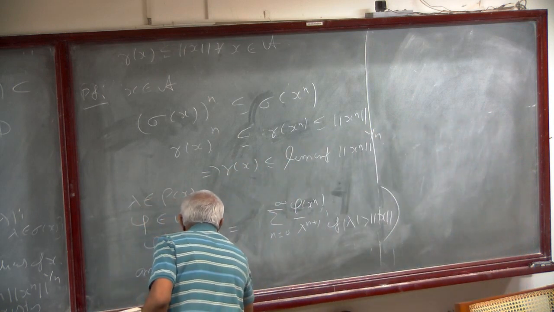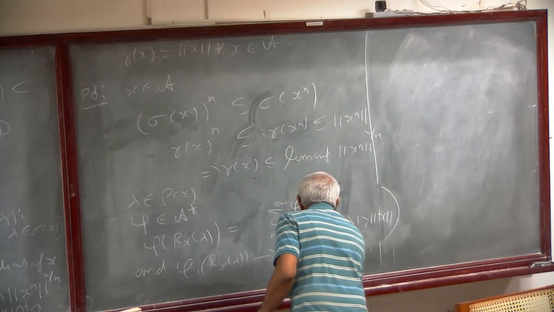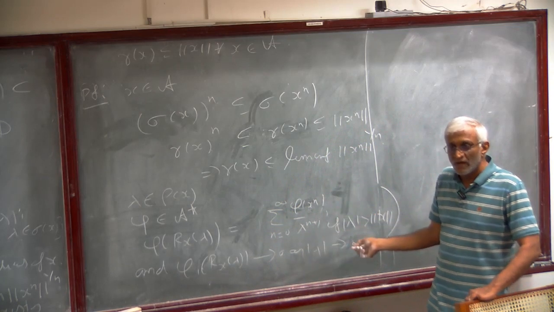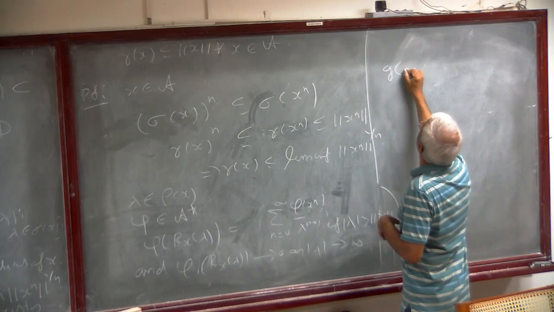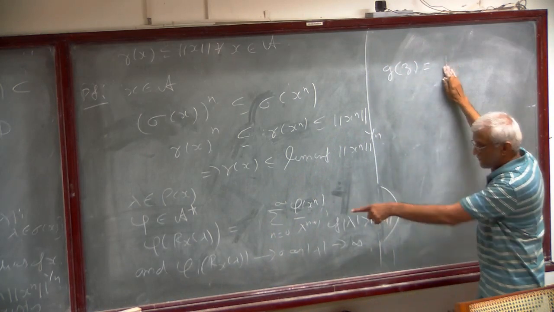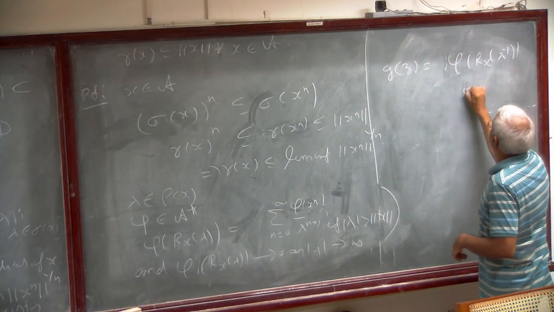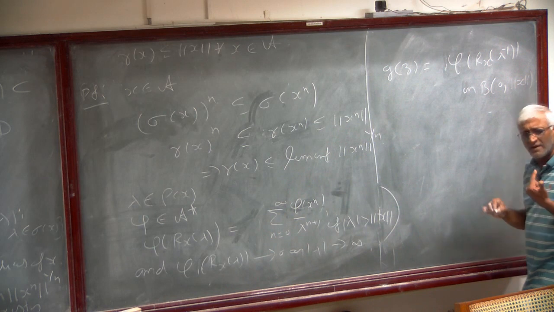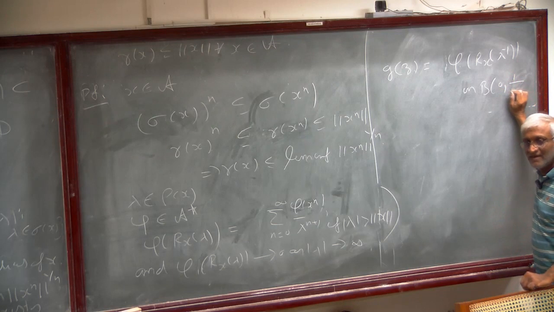We know that phi of R x lambda goes to 0 as mod lambda goes to infinity. At infinity it is 0. So you can define an analytic function, for example g of z equal to phi of R x at 1 by z, in the ball B of 0, 1 by norm x. Is it right? In the interval 0 to 1 by norm x, right?